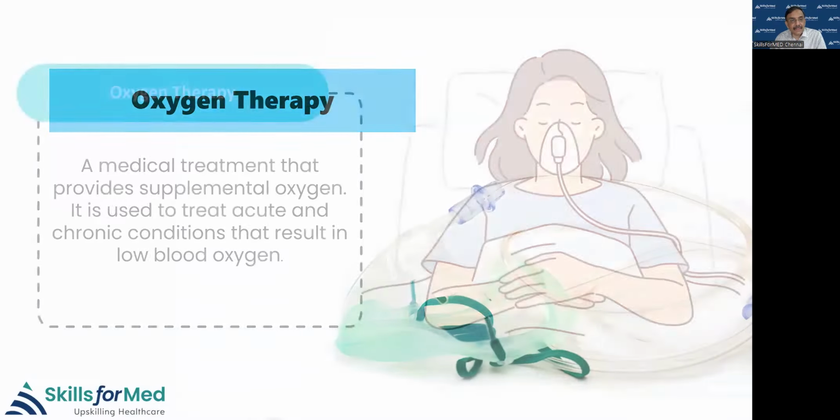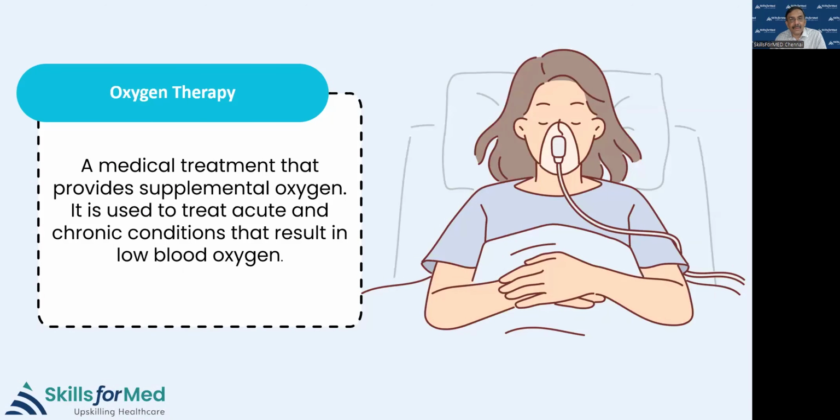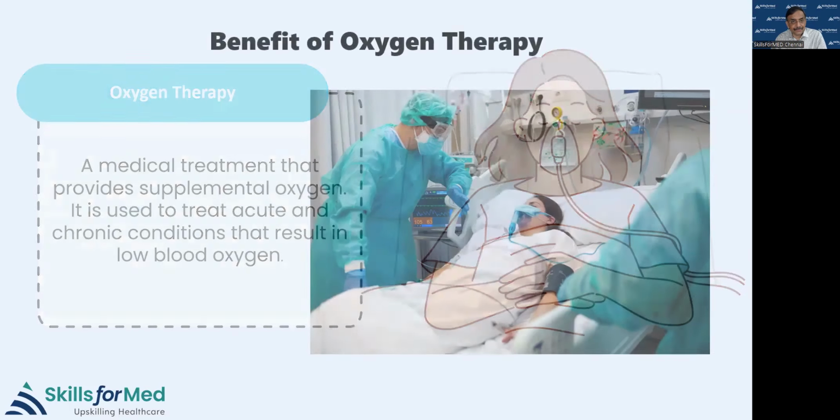Oxygen therapy is a medical treatment where you provide supplemental oxygen. All of us know that our atmosphere has about 21% oxygen and the rest is a mixture of other gases. For normal adults and normal children, this 21% is more than enough. But when we become sick, we need supplemental oxygen. The treatment which gives supplemental oxygen is oxygen therapy, and we can treat both acute and chronic conditions with it.